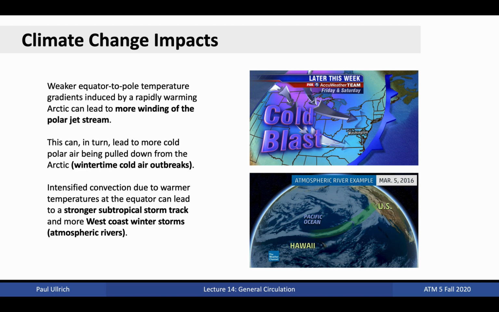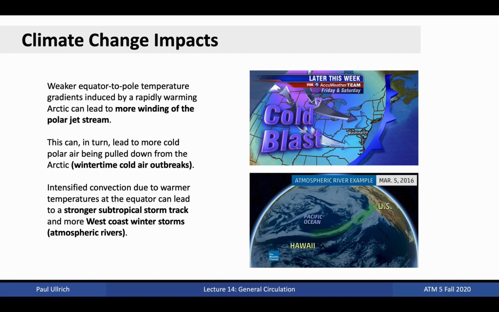As we've discussed in class, we anticipate the Arctic to warm faster than the mid-latitudes. Consequently, the temperature difference between these two regions is expected to drop in response to climate change and produce a generally windier jet stream. This can in turn lead to more cold polar air being permitted to enter the mid-latitudes, and similarly warm air permitted into the Arctic.